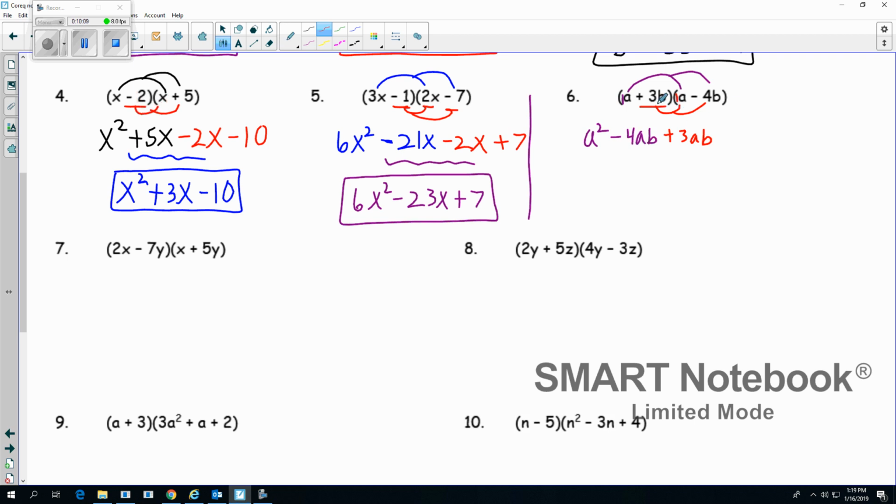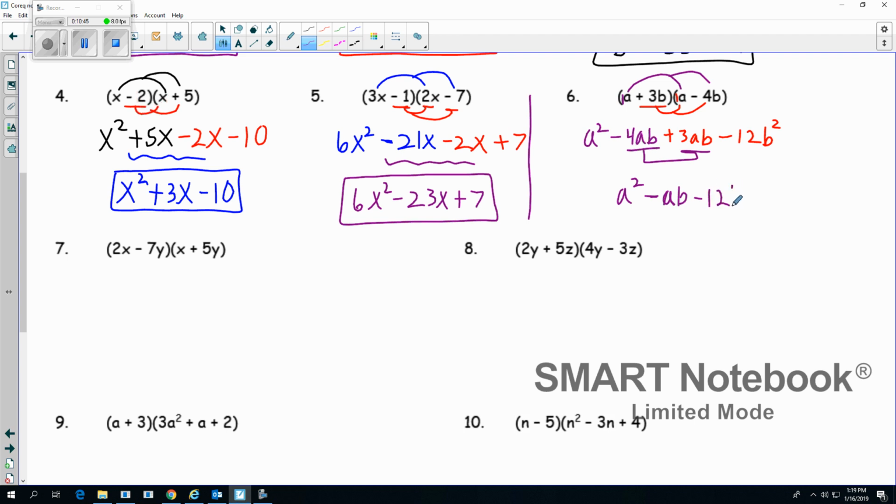Then on the last part, 3b times minus 4b. So positive and negative, so that's going to be a minus 12. 3 times negative 4 is negative 12. And then b times b, we get a b squared. All right, so then just like all the other problems, the last step here is going to be to combine these in the middle. So let's see, we're going to have a squared, and then negative 4 plus 3, that's going to be negative 1. You can put the 1 if you want, but it's considered to be more simplified if you don't include it.